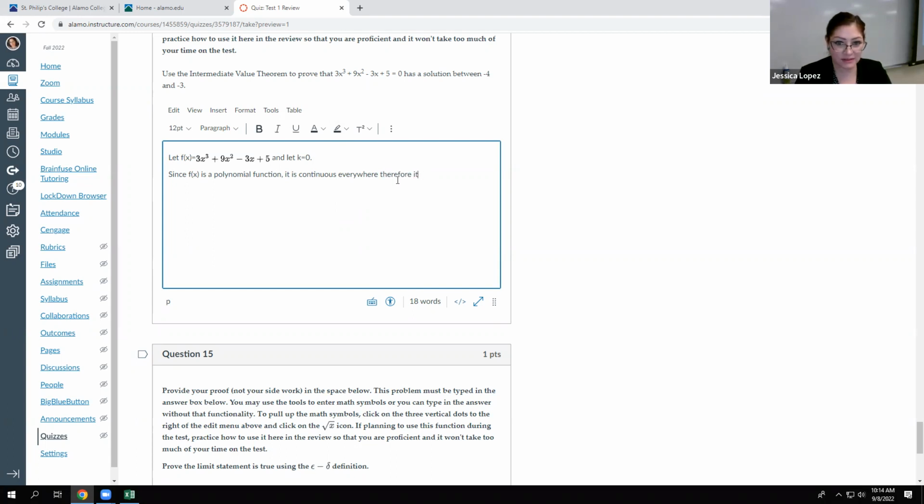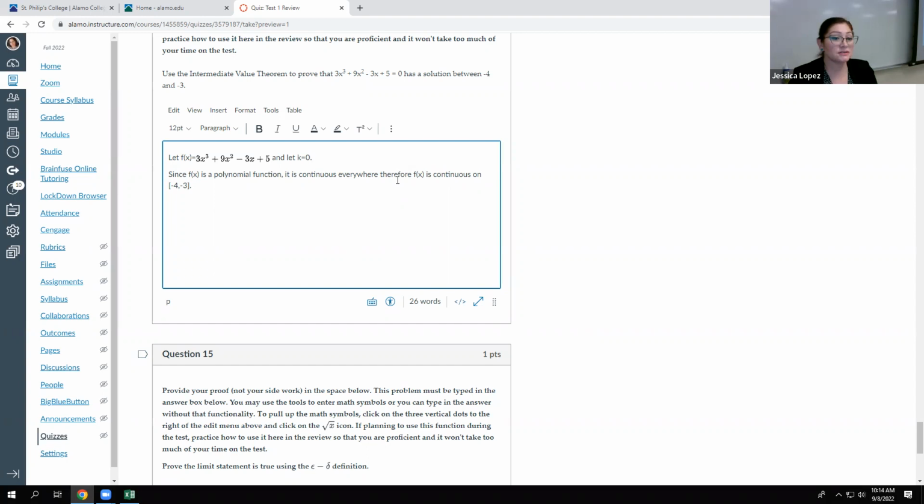Therefore, I'll say f of x is continuous on the closed interval [-4, -3]. So that's my first criterion, it's met, right? Just because of the way polynomials work, it is continuous automatically. So if it's continuous on the whole thing, then it's certainly continuous on just that little interval, okay?